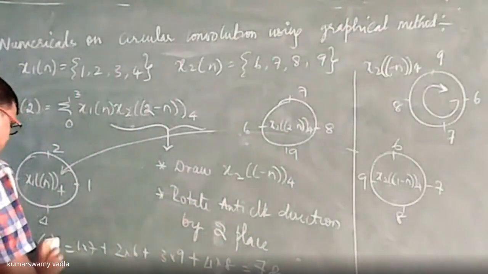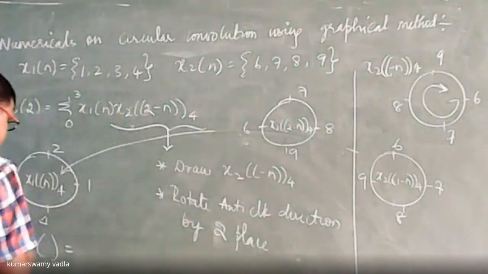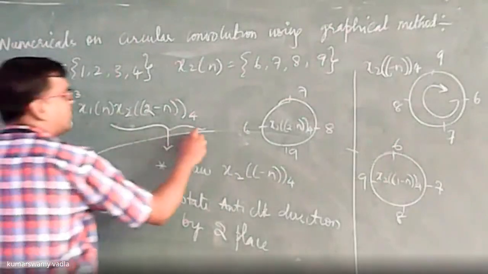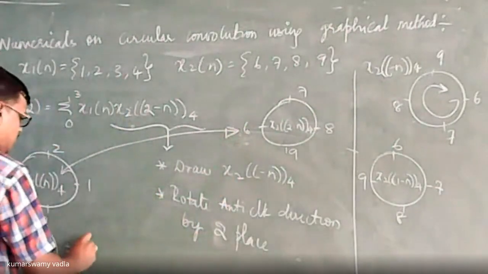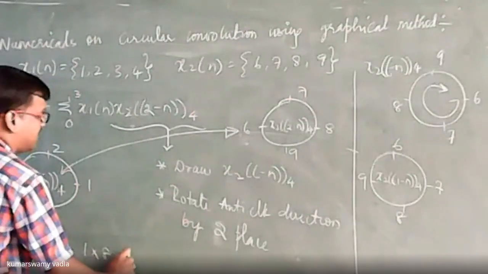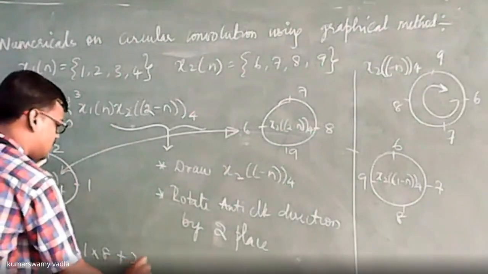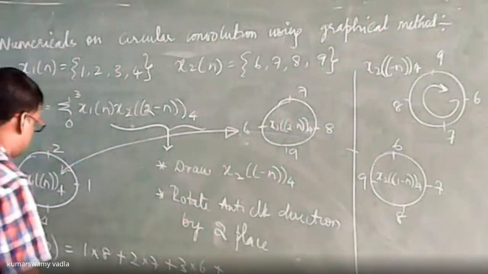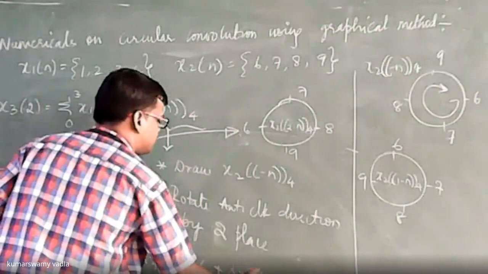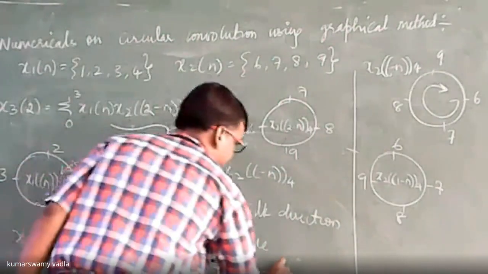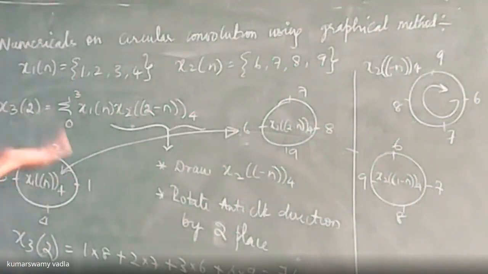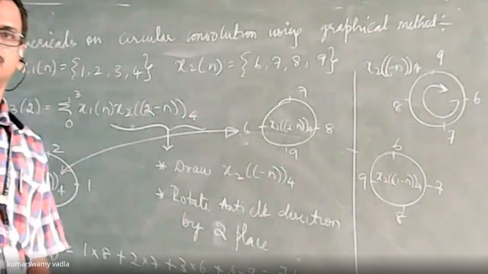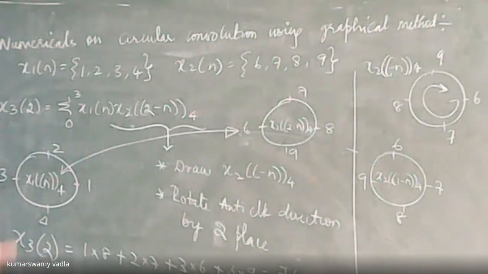Okay. What is x3 of 2? This along with this you should multiply. 1 into 8 plus 2 into 7 plus 3 into 6 plus 4 into 9. What is the answer, friends? 76, sir. So, is this answer same as the previous method? Yes, sir. Okay. Please make a note of it.